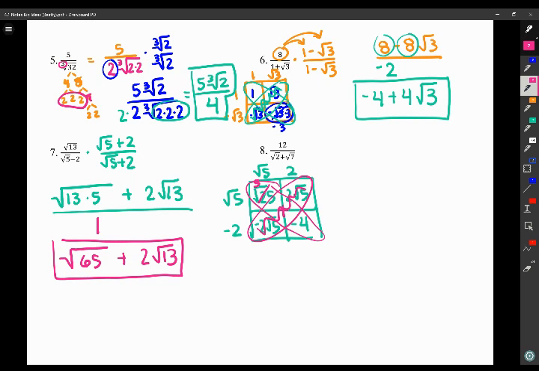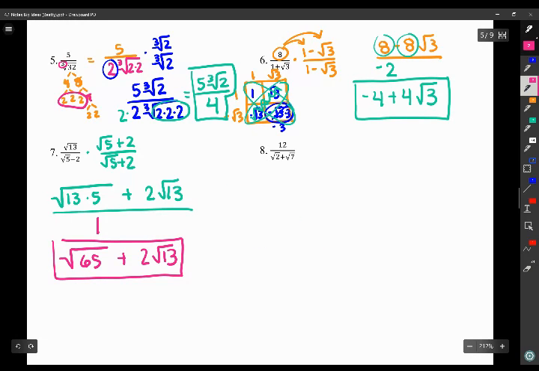If you can do the box, it helps you see what you're going to get instead of trying to remember a rule. The rule's nice because you're just going to square the first term. So square root of 5 squared is just 5.